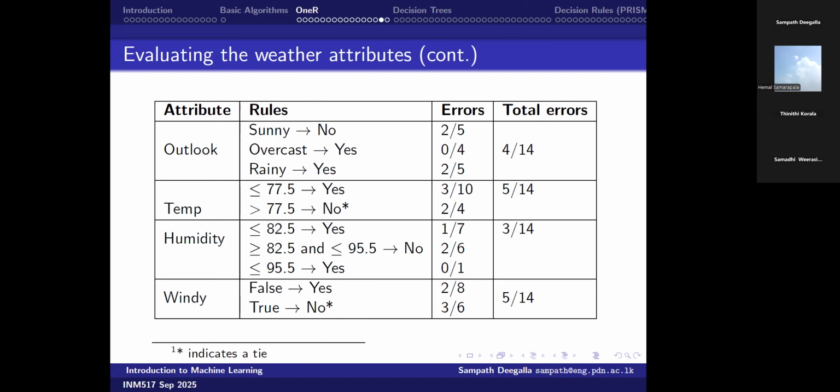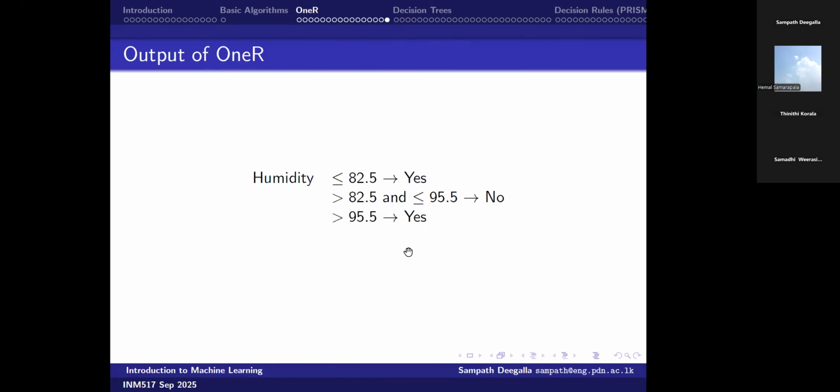Right. Given this, if you examine the attributes and their errors, we have to select the attribute with the lowest error rate. So in that particular case, we have to select humidity as the final outcome. So therefore, for the second data set we have observed, when you apply 1R, this is the outcome. So it selects humidity as the outcome.